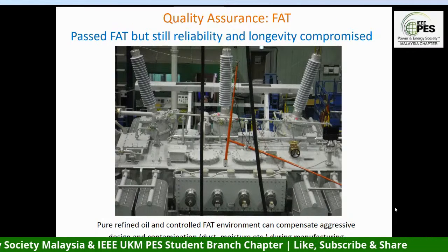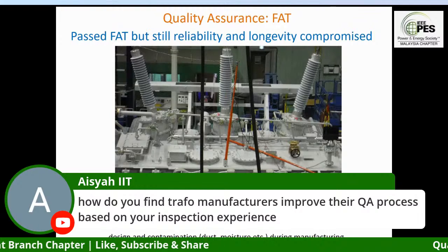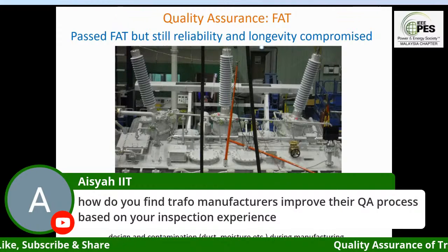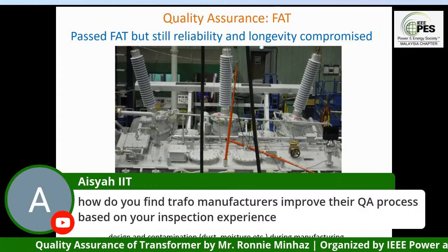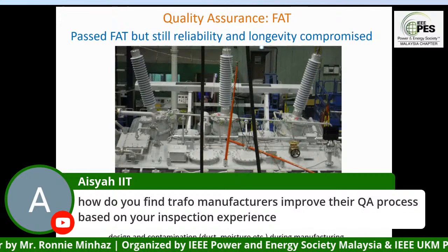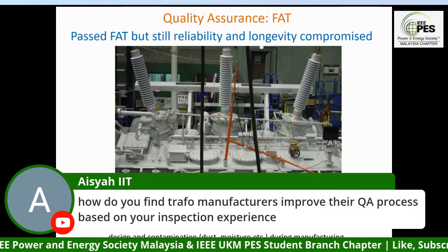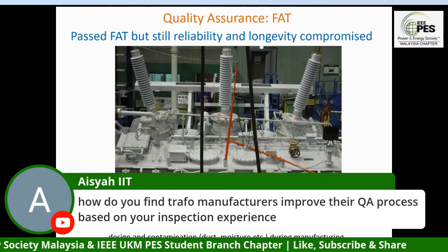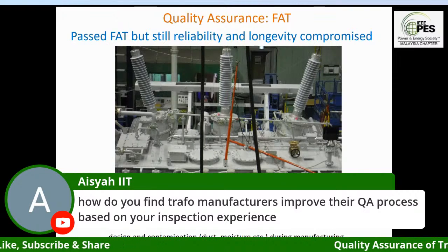Let's say, for example, the transformer picked up some dust or moisture. Because the manufacturer is using the pure refined oil, and not only that, the factory environment is a controlled environment, it is not the field, where the ambient temperature changes quite a bit. So because it's a controlled environment where the manufacturer is using pure refined oil, it's very easy to pass all those tests. You cannot pick up any of those quality problems that I talked about during the manufacturing process.